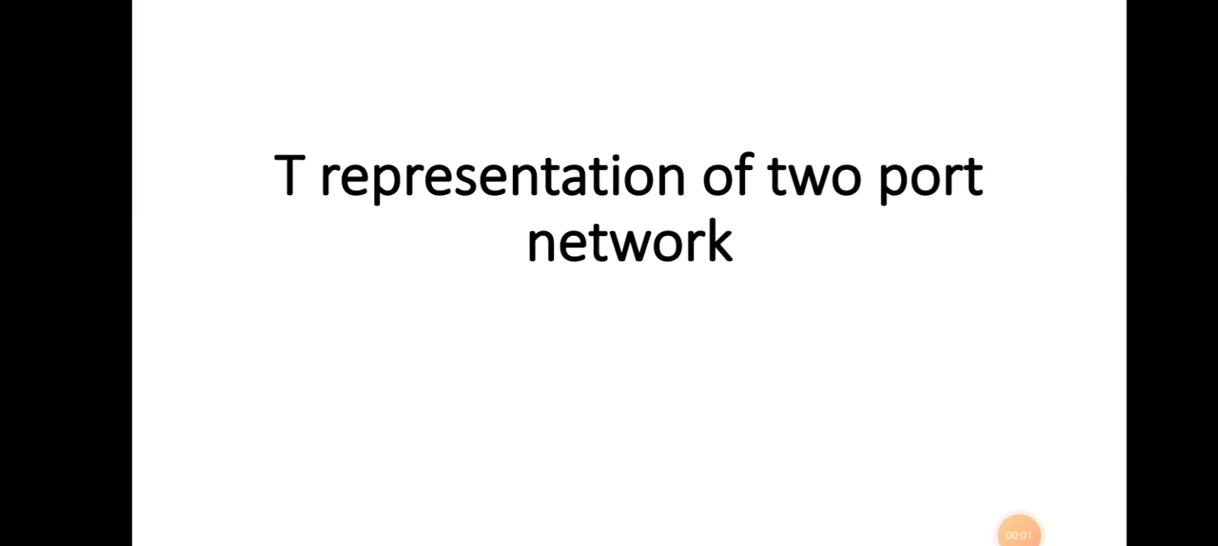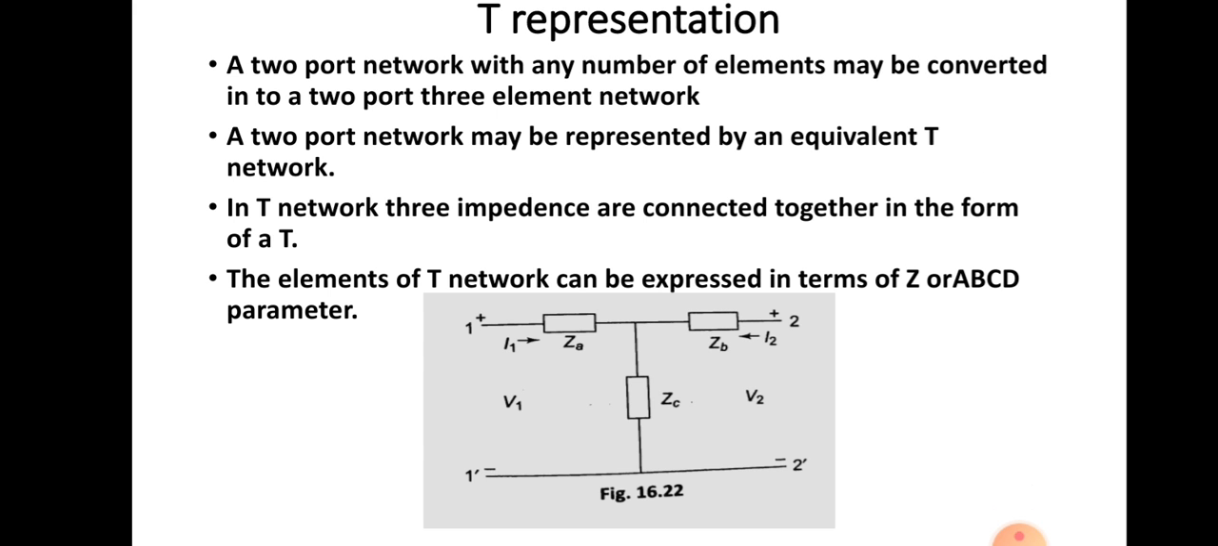Students, today we are going to discuss the T representation of two-port networks. In the case of T representation, we will be representing the two-port network by using a T. That means there will be different components such as ZA, ZB and ZC. It is in the form of a T.